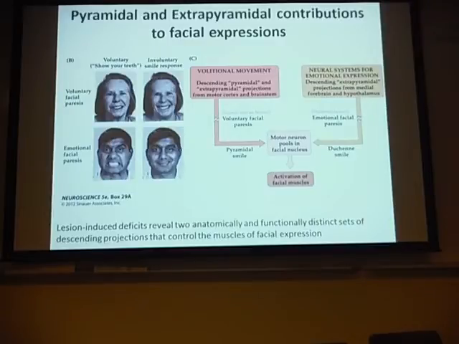So the important point to all of this is that where the lesion occurs is going to result in two anatomically and functionally distinct facial expressions or elicitation of facial expressions. And that's how you would test that clinically to try and figure out where the lesion occurred. Does that make sense?